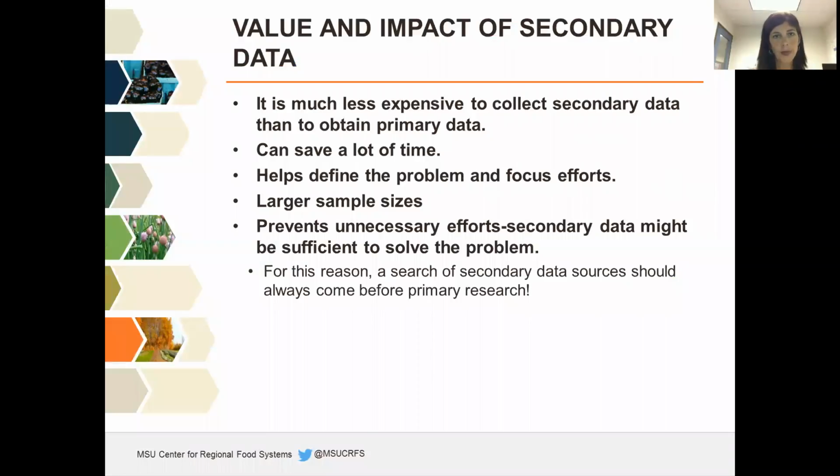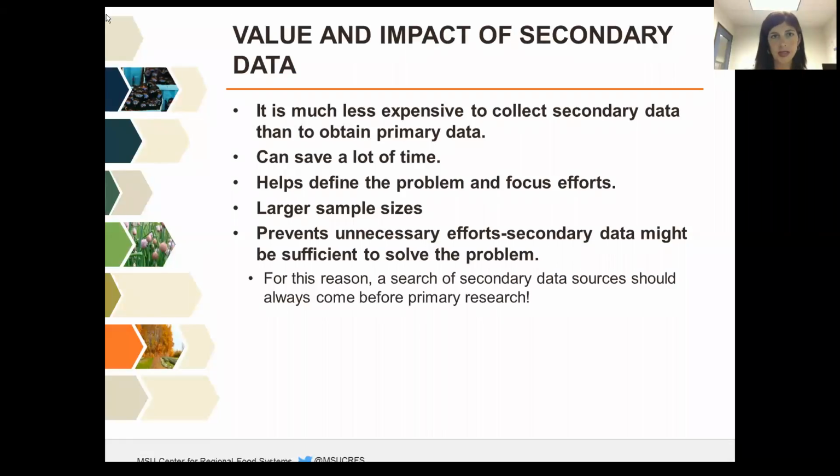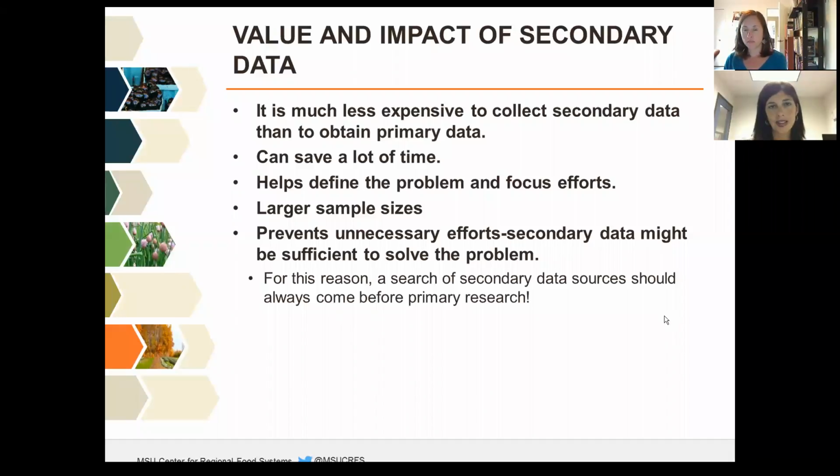So just to wrap up, I just wanted to point out a lot of the reasons why we have come to use secondary data as often as we do. Again, we don't have a very large budget, and it's a lot less expensive for us to collect the secondary data than it is for us to obtain the primary data. It saved us a lot of time. It's helped us define our problem.